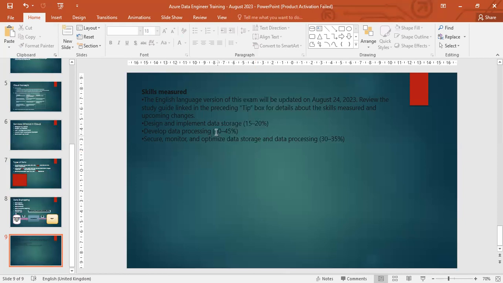We'll go through mainly the storage, processing, and various services that we have, even the Azure Key Vault to store the keys related to the encryption.